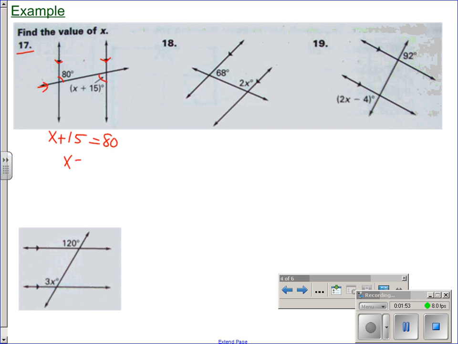The algebra is simple. It's just a matter of making sure what pair of angles you're looking at, and that you have parallel lines with the transversal so that you can use that property.